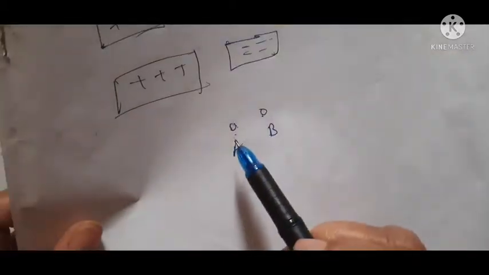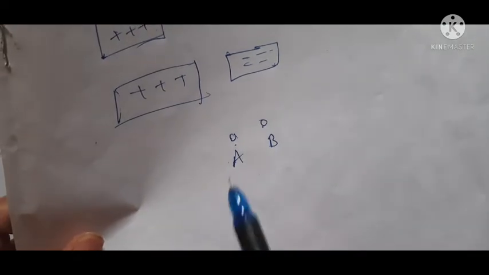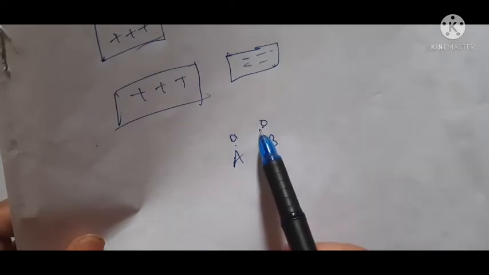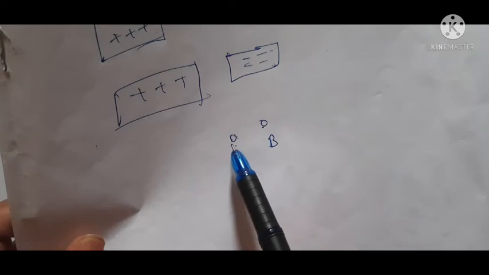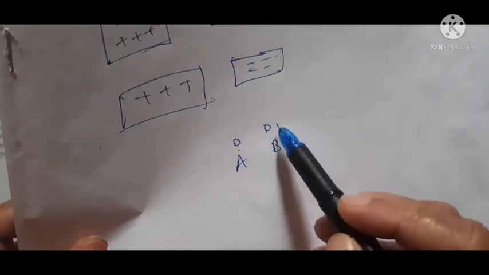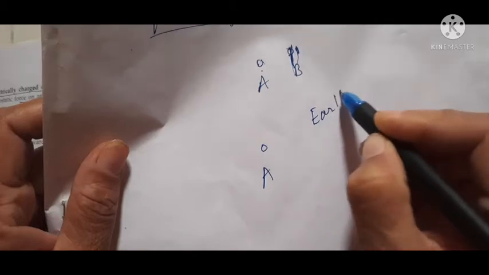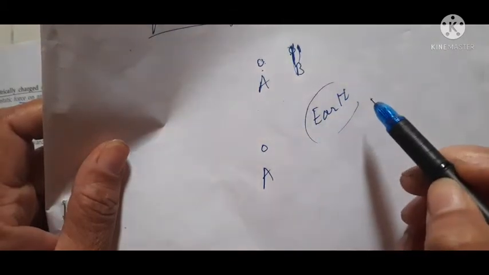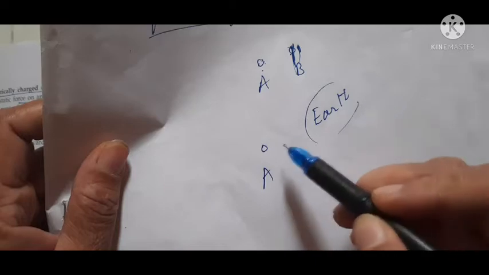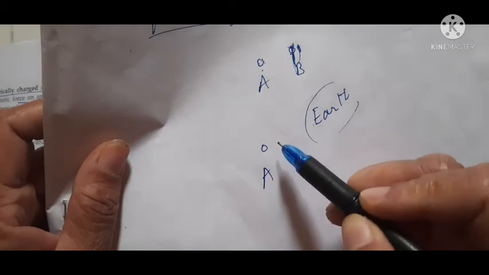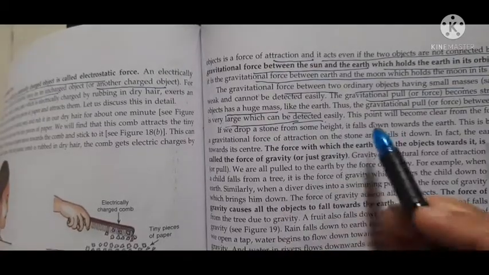Now here you can see, this stone is attracting this, but it is not detected because the size is very, very small. But here in place of B, suppose this is the stone, and let me say this is Earth. Now you know the size of the Earth is so much, the force exerted by the Earth on the stone is also very, very huge. So the force exerted by Earth on the stone will be very large, and the stone will be attracted towards the Earth.